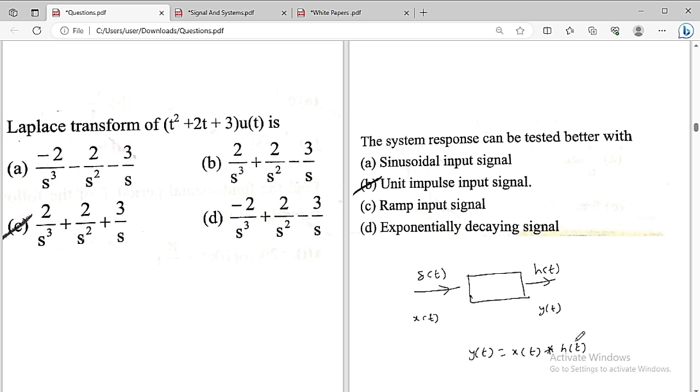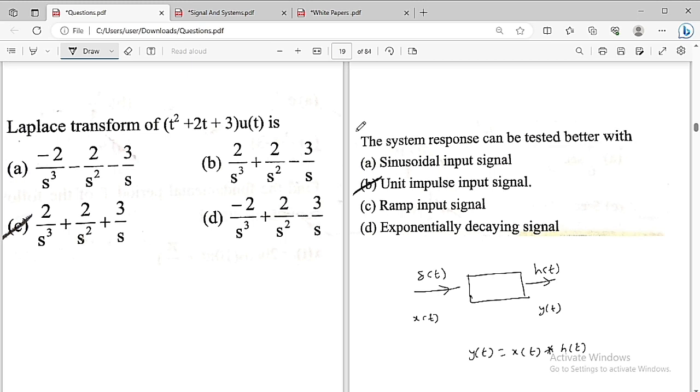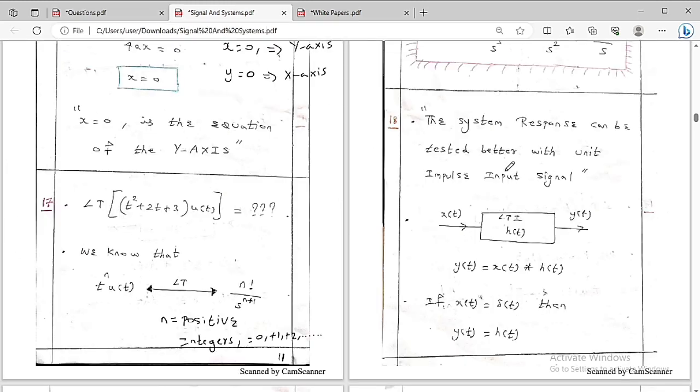So if you know h of t, if you do the analysis of h of t, then you can tell each and everything regarding the output y of t. These things I've already told you. Let us do some extra analysis regarding this one. The system response can be tested better with the unit impulse input signal. You can say this is the LTI system. For an LTI system, if we give delta of t as the input, then we get the impulse response h of t.